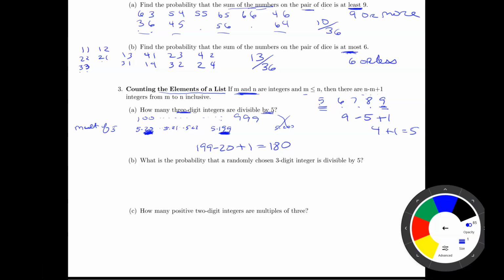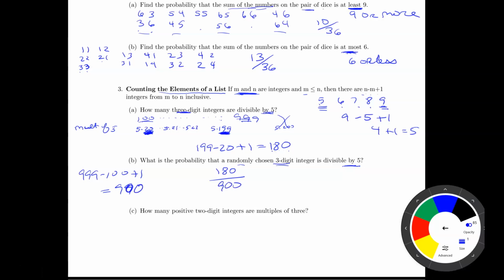So what's the probability that a randomly chosen 3-digit integer is divisible by 5? Well, I've just counted the number of them, and I have to divide it by the number of numbers that are possible. So how many numbers are there between 100 and 999? I take 999, subtract 100, and add 1. That gives me 900. So that's the whole sample space, 900.